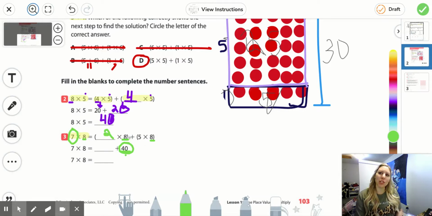So Rocky, then what's 2 times 8? What do I write on this line? If I skip count by 2s 8 times, what do I get?